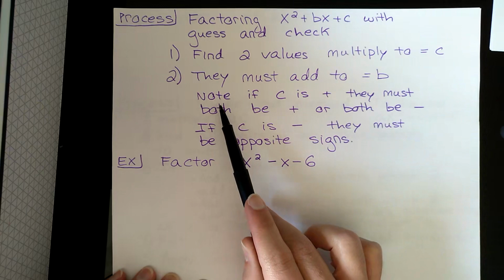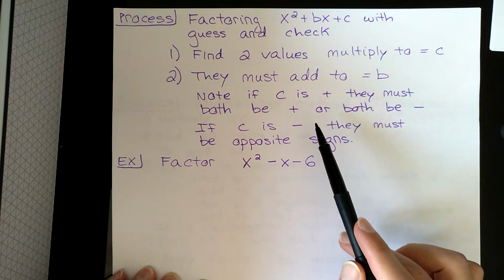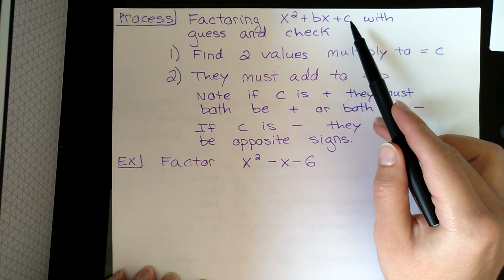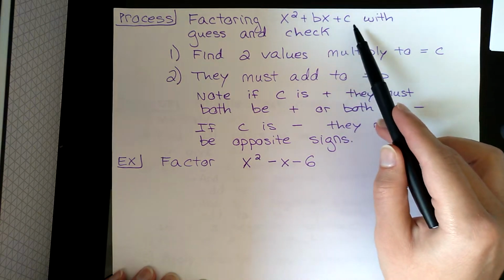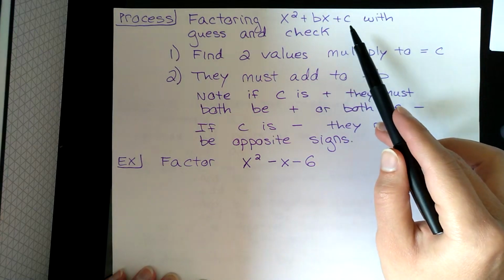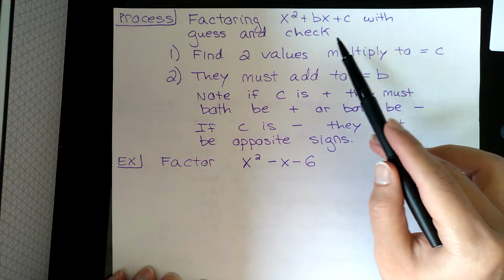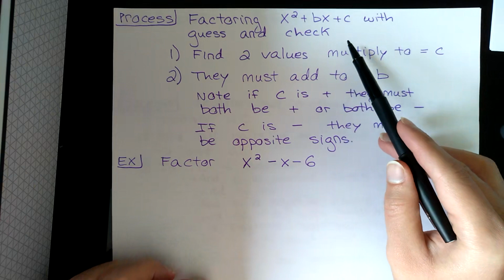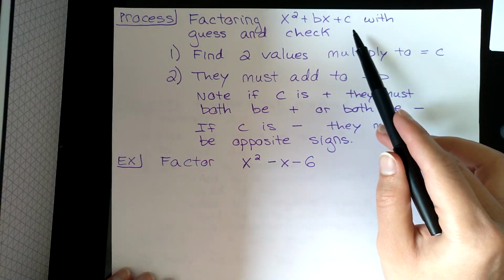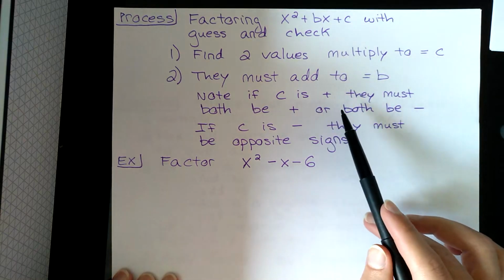And the important thing to note is if c is positive, then they both have to have the same sign. So if c is positive 6, for instance, then the two choices you have to make both have to be positive numbers or they both have to be negative numbers. If they were opposite signs, if they were a negative 3 and positive 2, when you multiply them together you would get a negative 6. But remember, we said it was positive 6, so that would be impossible. So if c is positive, they both have to be positive or both have to be negative.